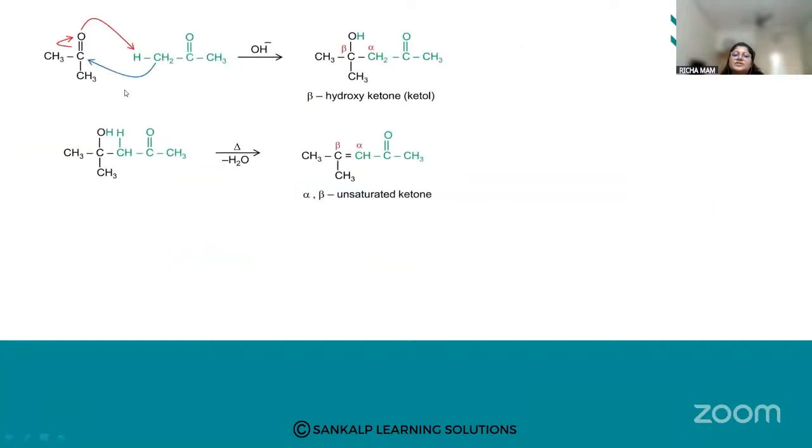This is one example, again with acetaldehyde. You can see what is happening here. The base will abstract the proton, so in turn a carbanion is generated. This will attack the carbonyl carbon and polarize it. I am going to get CH3 CH(OH) CH2 C double bond O, a beta hydroxy ketol. When you heat this beta hydroxy ketol, water will be lost and a double bond is formed, so it is an alpha beta unsaturated ketone formation.